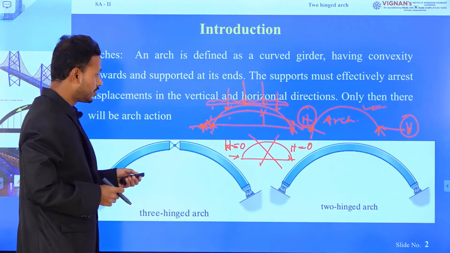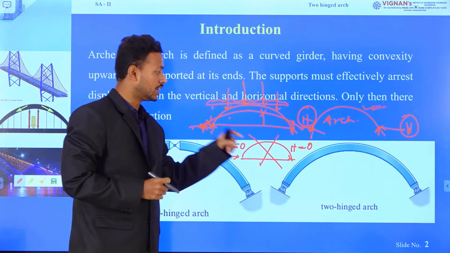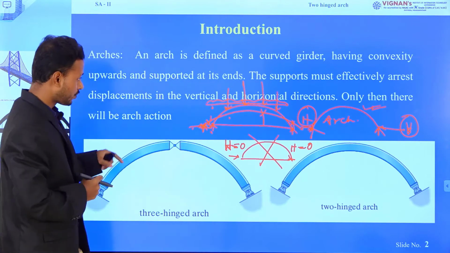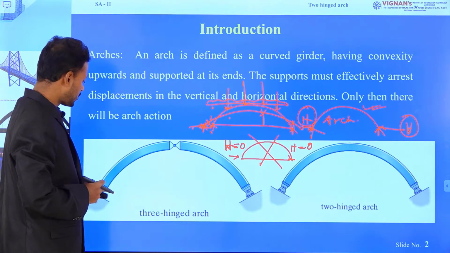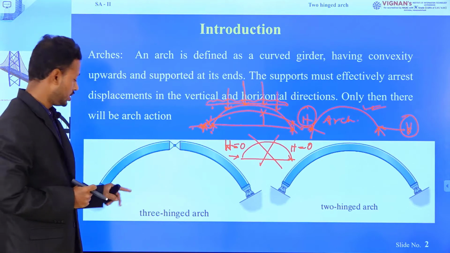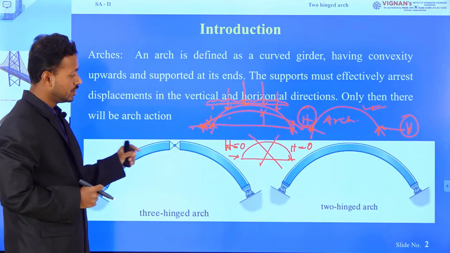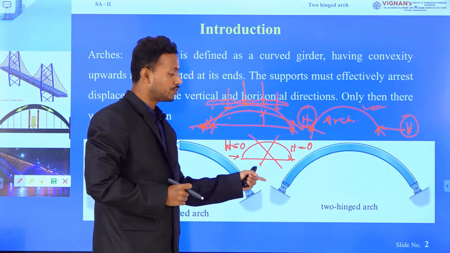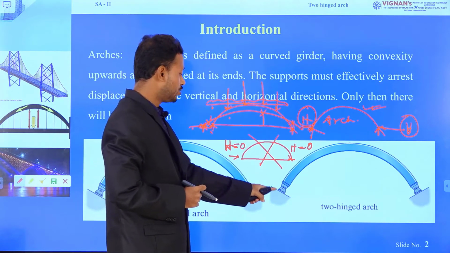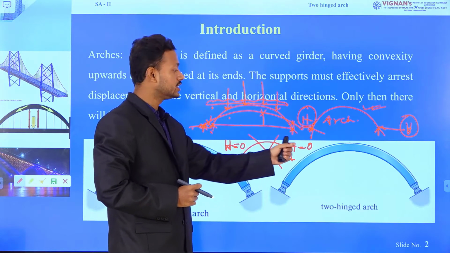In this figure you can see this is 3 hinge arch and this is 2 hinge arch. Now, in case of 3 hinge arch, it has 3 hinges, 2 hinges at supports and 1 hinge at crown. Again, in case of 2 hinge arch, it has only 2 hinges at supports only. It has no extra hinge or third hinge at the crown.